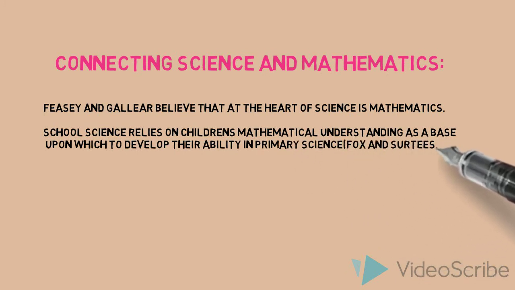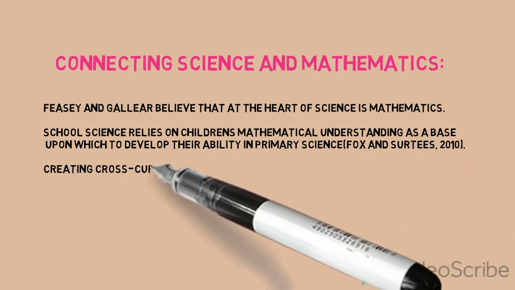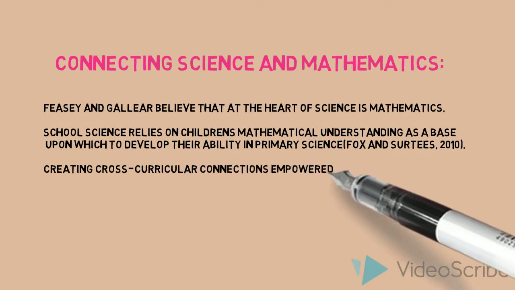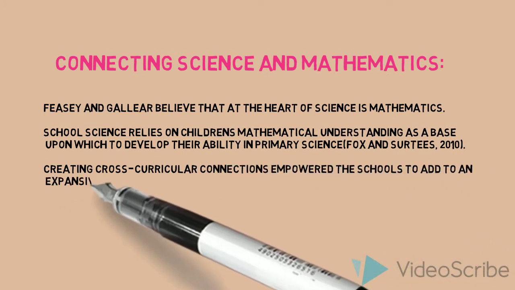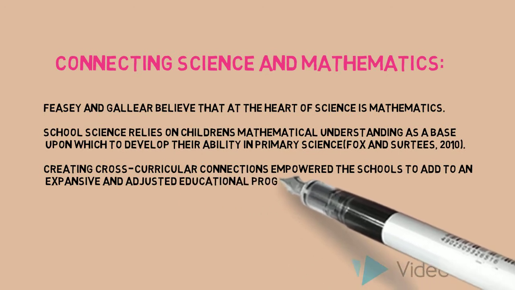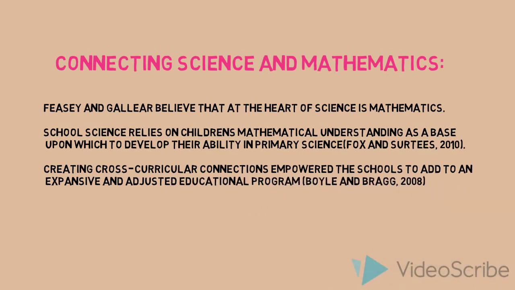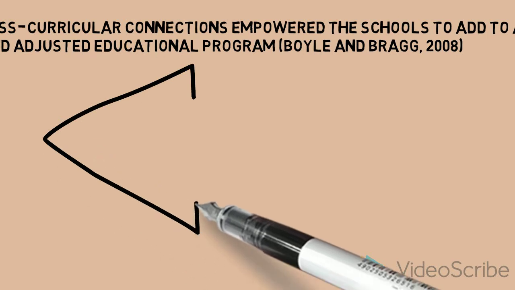Science relies on the use of mathematics to provide quantitative evidence on which scientists make comparisons and draw conclusions. In exactly the same way, school science relies on children's mathematical understanding as a base upon which to develop their ability in primary science.